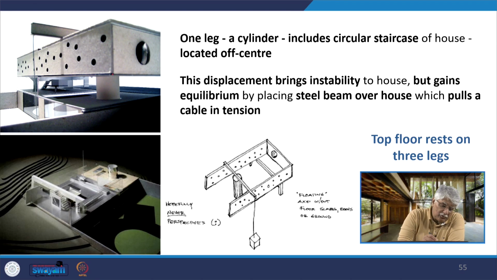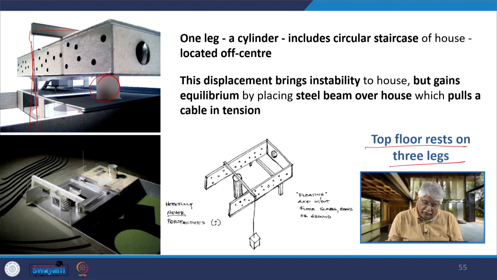So this one leg is a steel cylinder, which includes the circular staircase of the house, and it is located off center. Because of this displacement an instability is created, but the equilibrium is brought back by this I-section beam having this weight hanging on it, or this cable being pulled down, thus balancing the instability of the house. The top floor actually rests on three legs. If you see here in this model, there are these two legs here and one leg here. So this is how the overall structural system is organized.